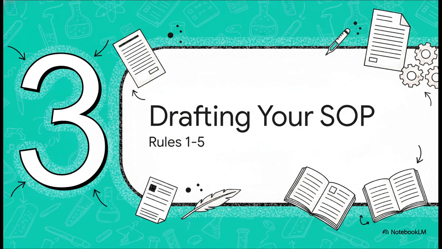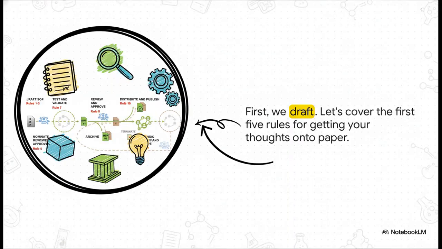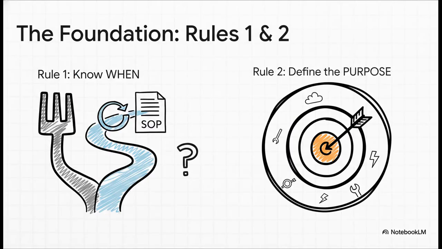Okay, let's dive into the first big phase, actually getting that initial draft onto paper. This is where we'll cover the first 5 rules for writing a clear and effective SOP right from the get-go. So if you look at our map, we're right here in this draft SOP stage. This is where the core of the document really takes shape. And believe me, getting these first 5 rules right is absolutely going to make everything else so much easier down the line. Rules 1 and 2 are the absolute fundamentals.